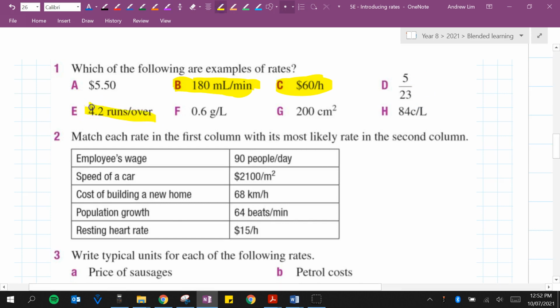E is a rate, runs per over. F is a rate, grams per liter. G is not, it's just an area. But H is 84 cents per liter.